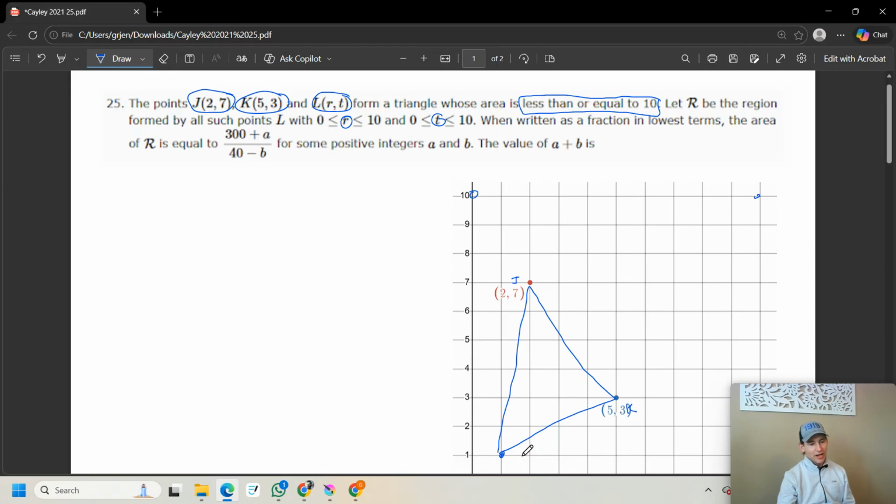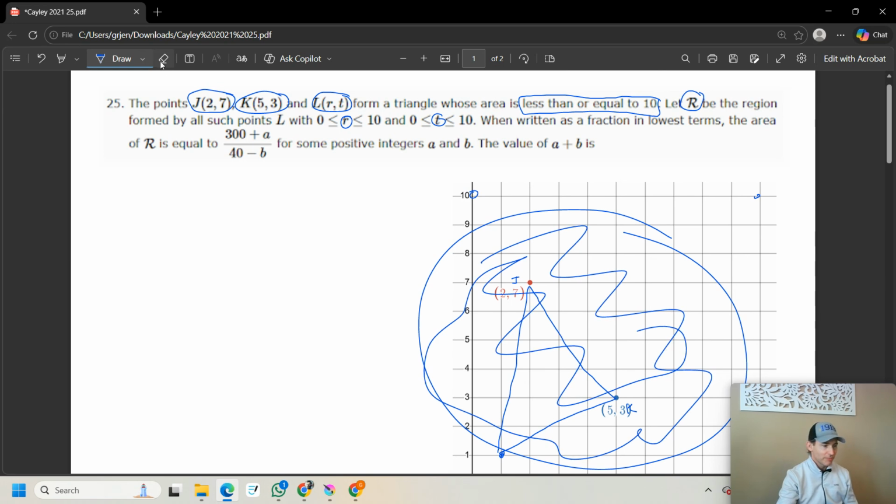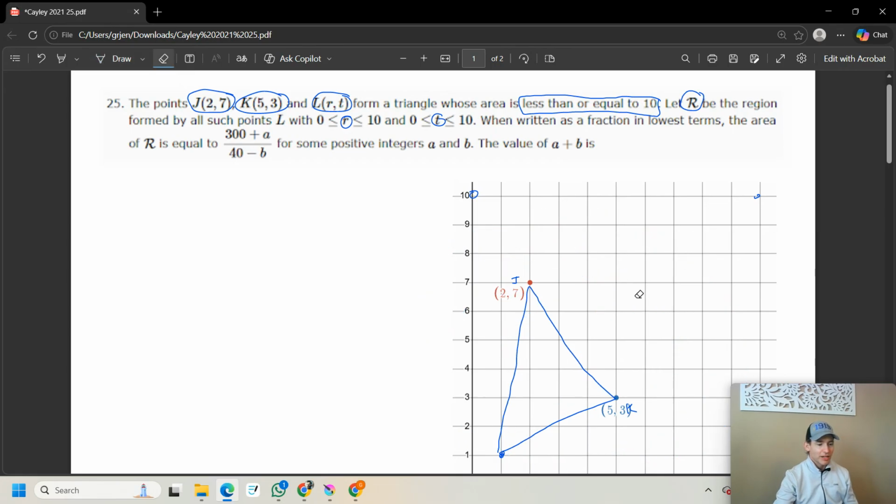We want to find this region R, inside of which any point you choose gives you a triangle that's area less than 10. So there's some region in here. Maybe it doesn't look like this, but maybe it looks like that. And this is R, and any point I choose in there would give you a triangle that's 10 or less. And we want to find R's area. That's what this question is asking us to do. So now we know what we are looking for, this region R.